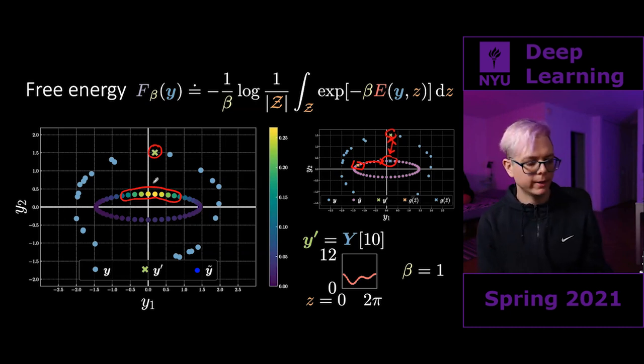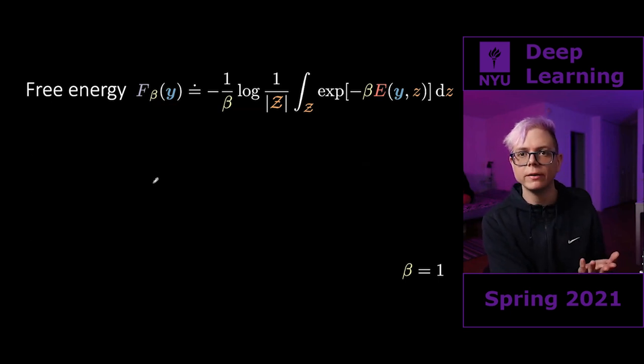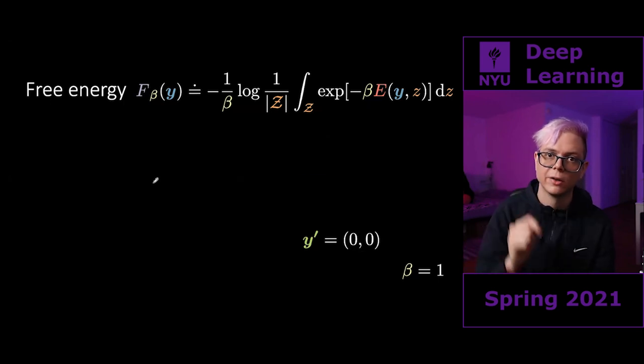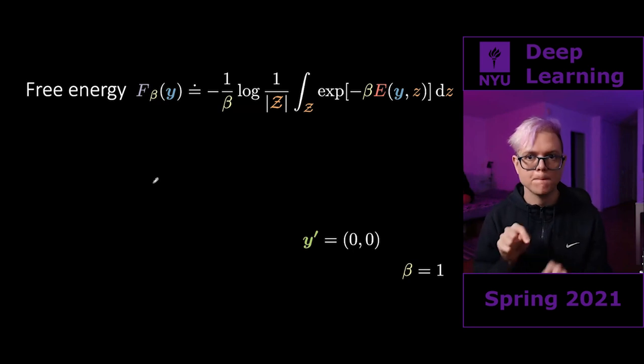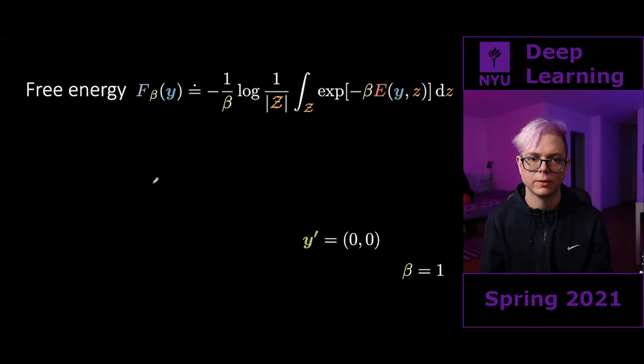So the question for you right now is, what happens if I now take a point? Because we said we can take any point in the space, right? What happens if I take the point y prime equals 0, 0? What happens if you are in the center of the ellipse? Type in the chat. What will you observe?